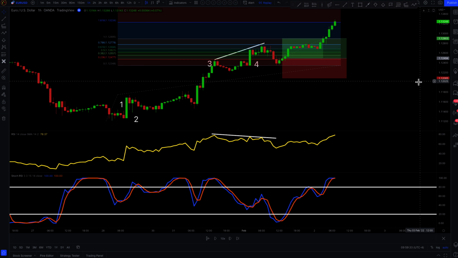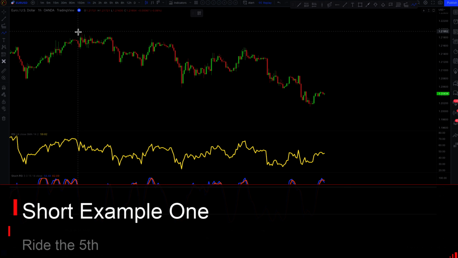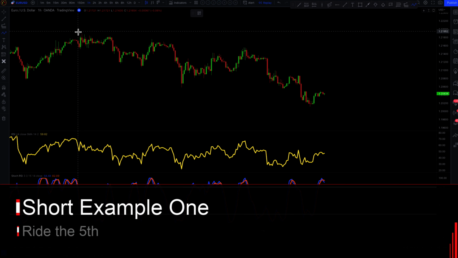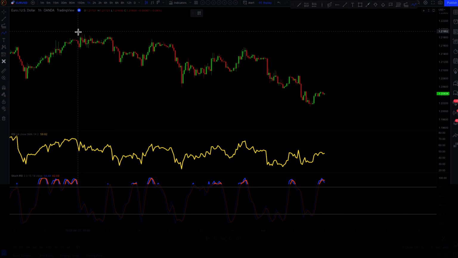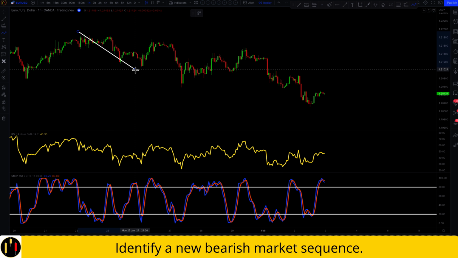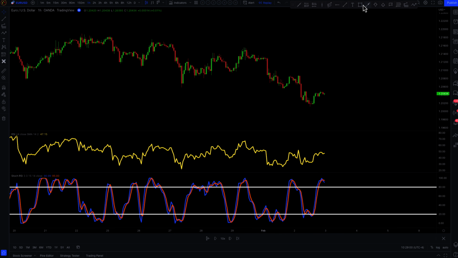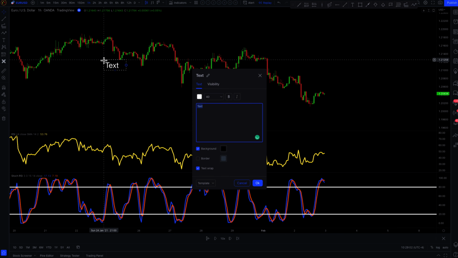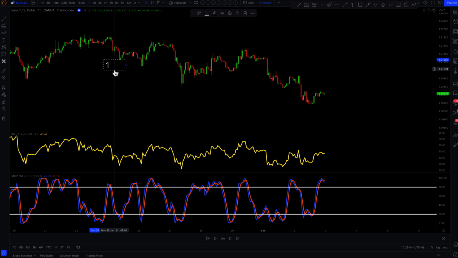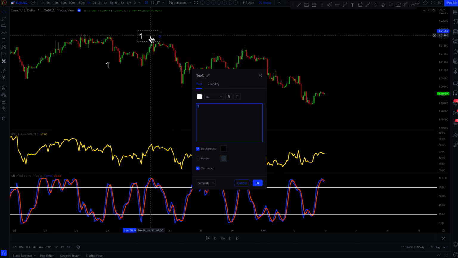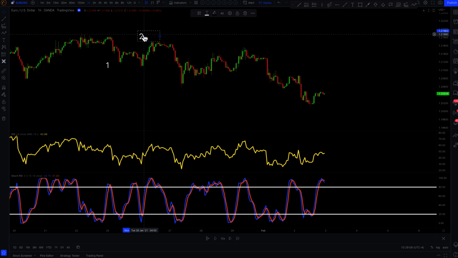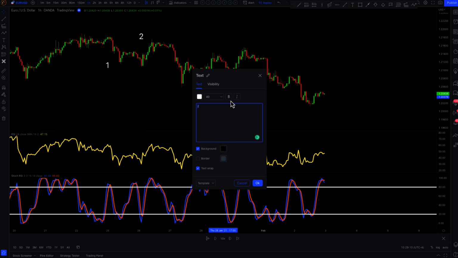Now we flip to shorts. The rules to enter a short on Ride the Fifth are: first, identify a bearish sequence, as signified by lower lows on price and lower highs. Then identify the waves. The first wave down is wave 1. The first pullback is wave 2. And everything down after that is considered wave 3.